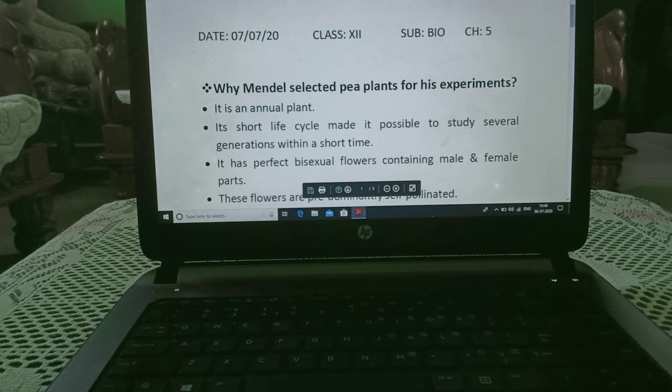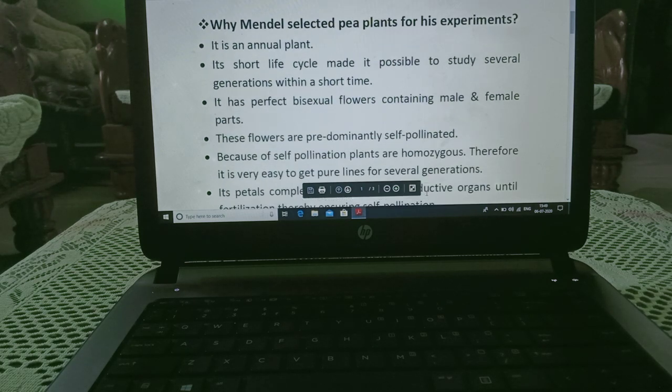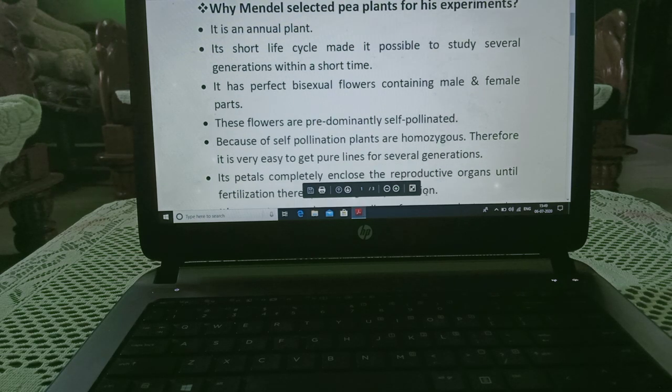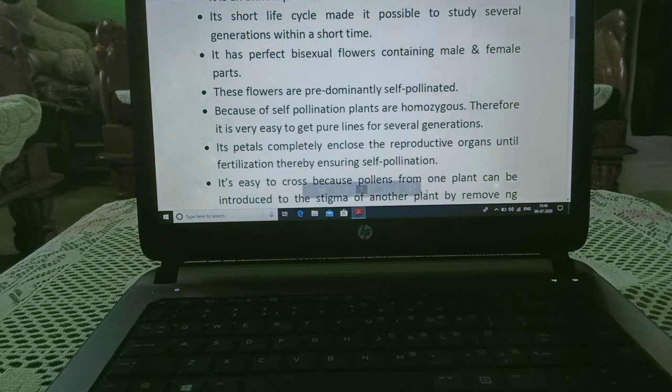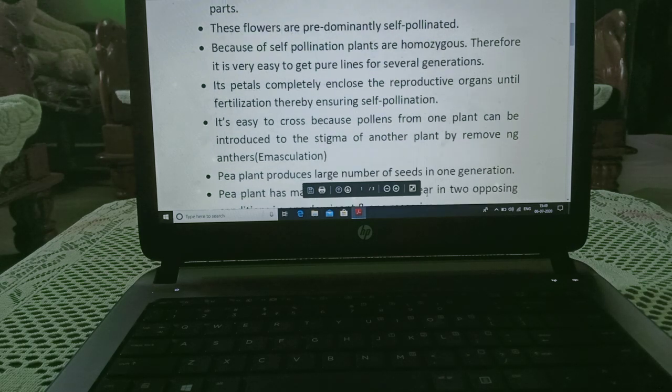Hi students, today we are starting our next topic of this chapter: why Mendel selected the pea plant for his experiments. It is an annual plant. Its short life cycle made it possible to study several generations within a short time. It has perfect bisexual flowers containing male and female parts. These flowers are predominantly self-pollinated.